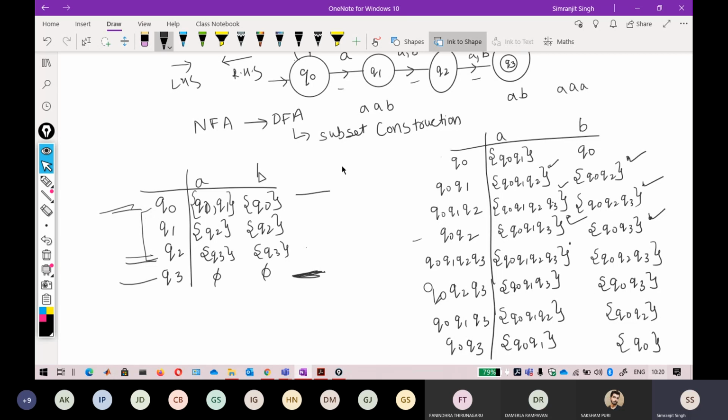Again, if you remember that Q dash set, what are the states? 1, 2, 3, 4, 5, 6, 7, 8. Okay, so 8 states, from 4. So the states have been increased by converting from NFA to DFA.